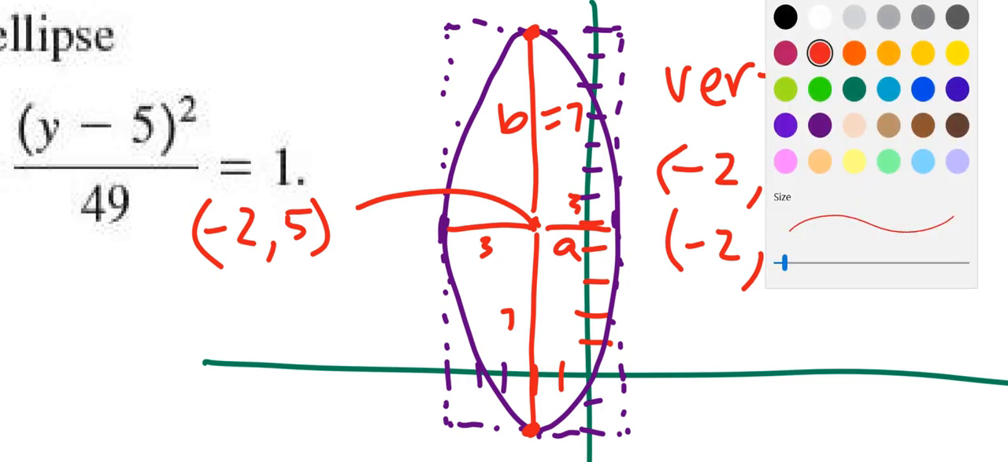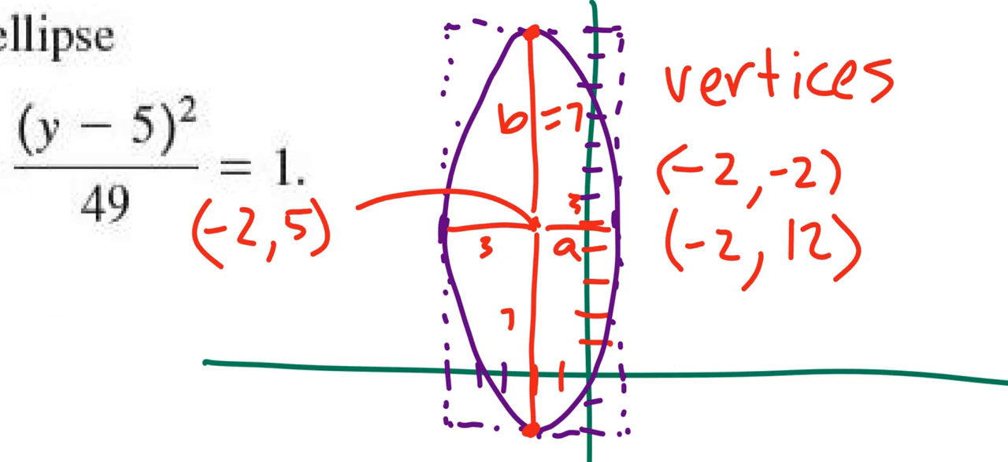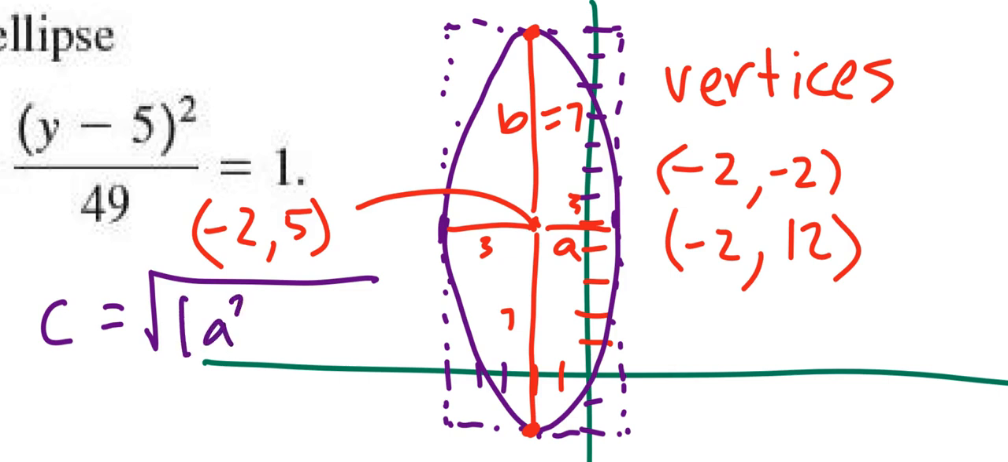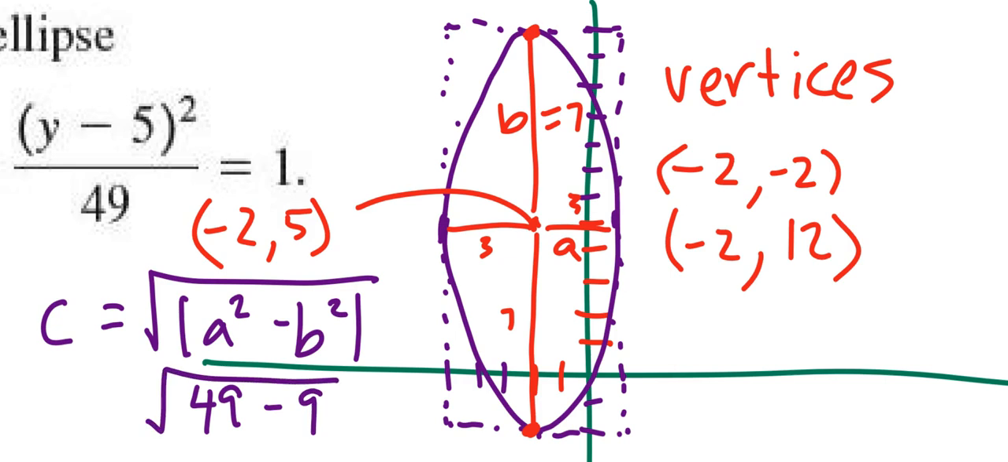Okay, now we need to get the foci. So we need the distance C, which would be the square root, sorry, of the absolute value of A squared minus B squared. Yeah, 49 minus 9. If you pay attention, that means 49 is B squared. So we had to throw in the absolute value because we don't know which one's bigger. It doesn't really matter because you're doing the absolute value.